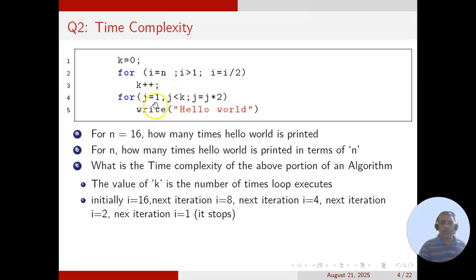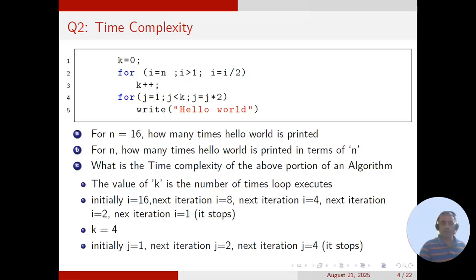Now the second loop depends on whatever the k value is, and in the second loop j is doubled every iteration. j initially starts from 1, and next it will become 2, and next it will become 4, and it stops. So the number of times that hello world is printed is 2, because for j equal to 1 and j equal to 2 it prints. When j is 4, it stops.